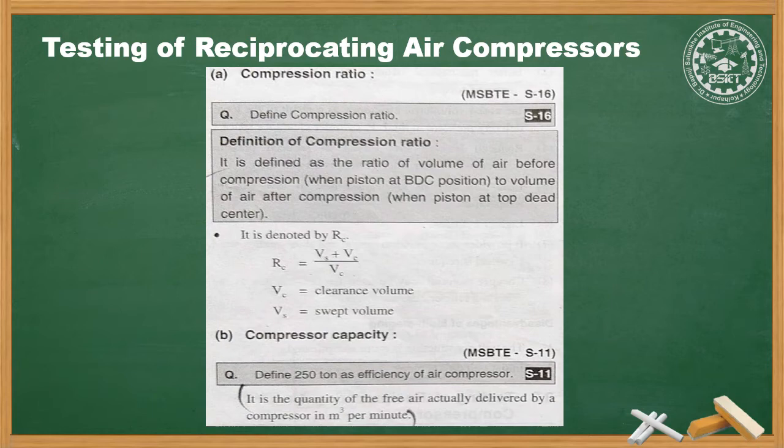Second, or B, is compressor capacity. Compressor capacity is nothing but the quantity of free air actually delivered by the compressor in meter cube per minute. The quantity of air delivered by the compressor in meter cube per minute is called compressor capacity.